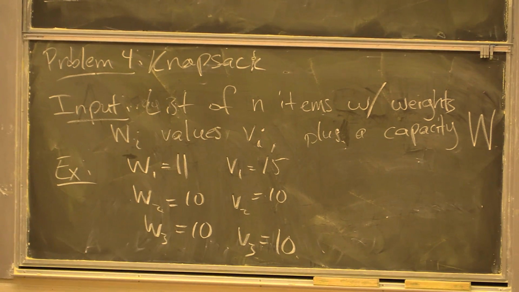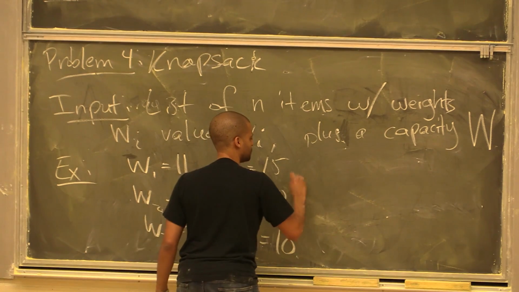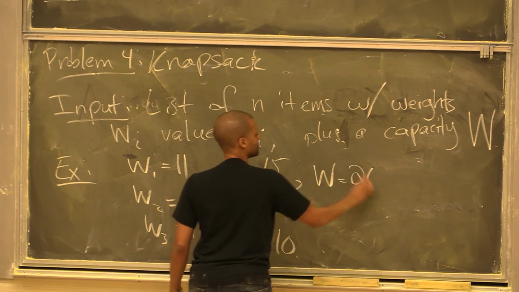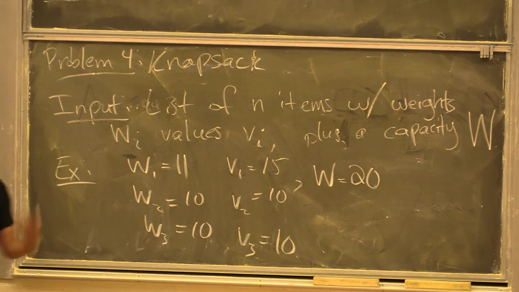A natural thing to try might be, like, take the thing that has the most value per pound. Oh, and what's W? W, let's say here, is 20. So a natural thing would be like take the thing that has the most value per pound, and maybe greedily do that. Then after you take that, take the next thing that has the most value per pound, right? Until I can't fit anything anymore.